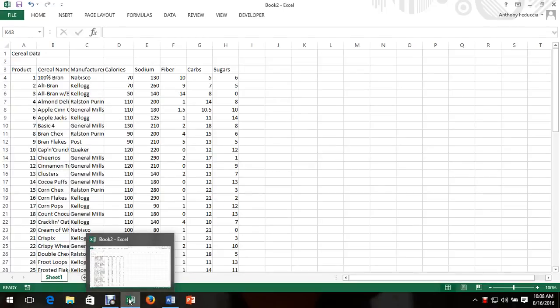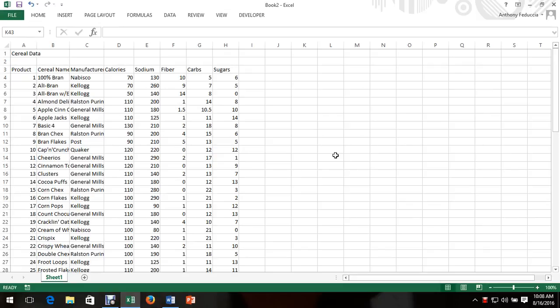Hi folks, this is Mr. Fiducia. We're talking about Unit 3, and in Unit 3 we're going to learn how to construct confidence intervals around a population mean and a population proportion, and I thought I would show you an example.